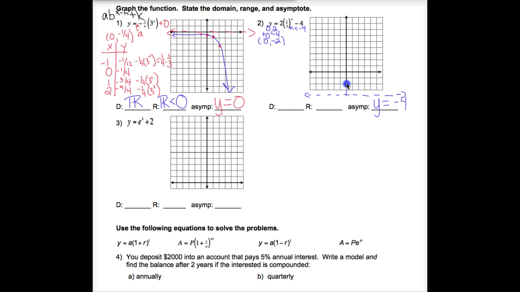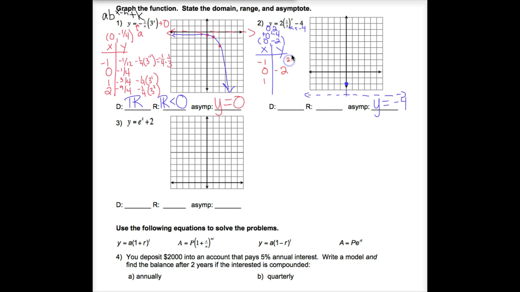So again, if you're counting by twos, that would look a little bit different, but here counting by ones, there's 0, -2. So now I'm going to make my chart. And I know that I'm starting there at 0. And again, when I plug in 0, I do get 2 minus 4, which is -2. So I'm going to pick -1 and +1 and see what happens.